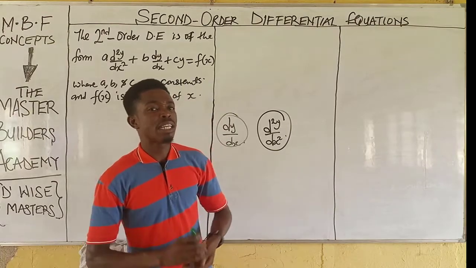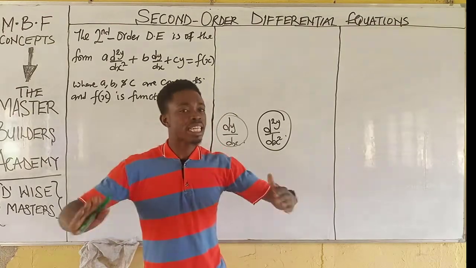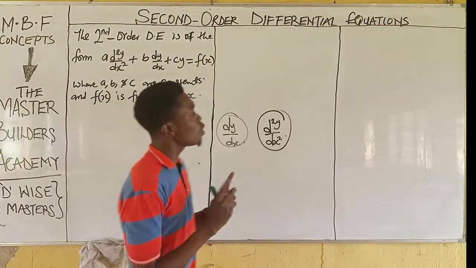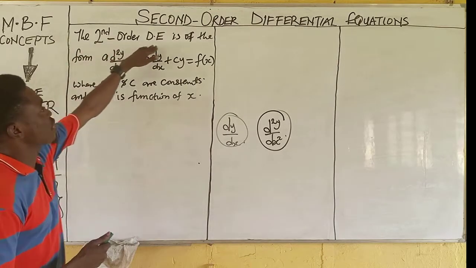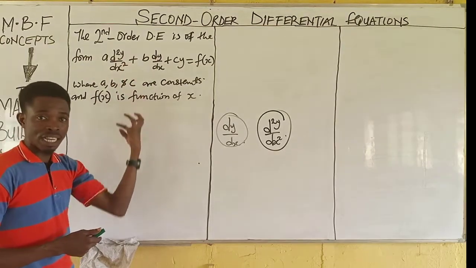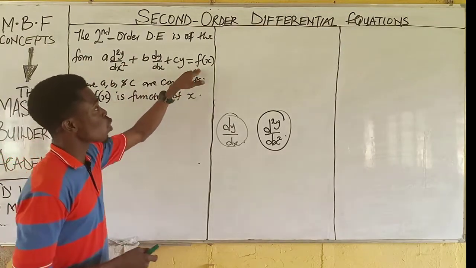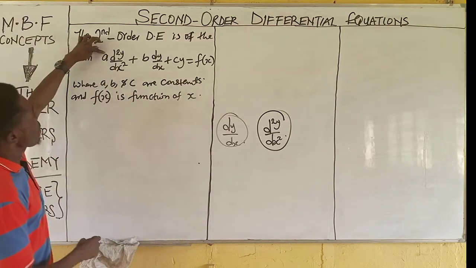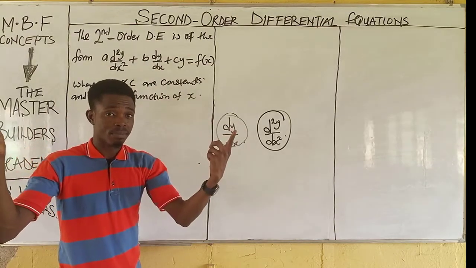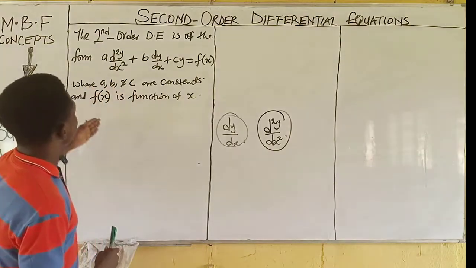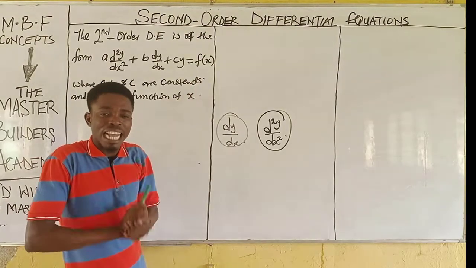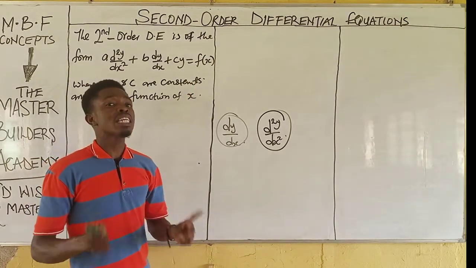Now, in second order differential equation, there is a particular standard form of equation that we are given. The second order differential equation is of the form a d squared y over dx squared plus b dy over dx plus cy is equal to f of x, where a, b, and c are constants, coefficients, and f of x is a function of x, which we have at the right hand side of the equation.